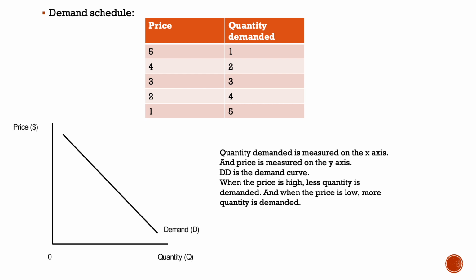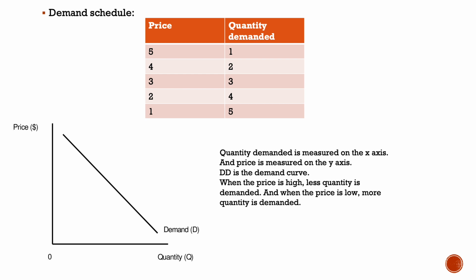So when the price is very high, the quantity demanded is very less, that is only 1 unit is demanded at rupees 5, and as the price is decreasing, the quantity demanded is increasing. This shows us that they are moving in the opposite direction. The price is decreasing, the demand is increasing. And if the price is increasing, the demand is decreasing. With the help of this table, we can now draw the demand curve.